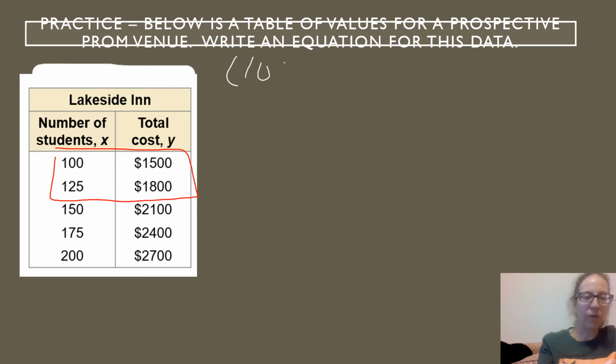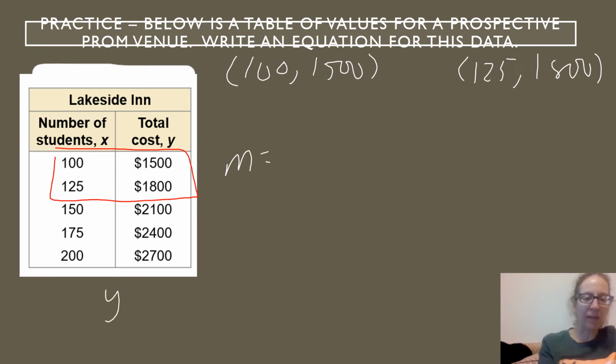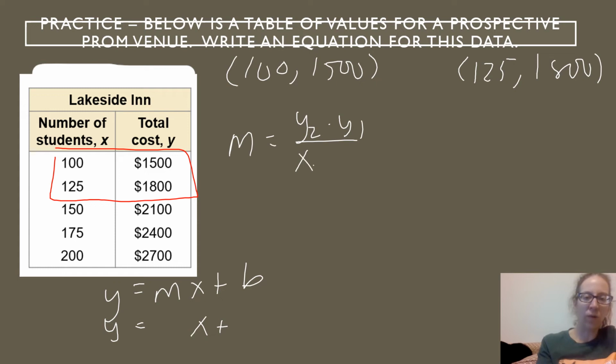So for the video, we're going to use 100, 1500 and 125, 1,800. And again, I'm going to find the slope. So remember to write the equation, we're going to do y equals mx plus b. And we need to figure out what m is, and we need to figure out what b is so we can go fill in those blanks. So my slope formula is y2 minus y1 over x2 minus x1.